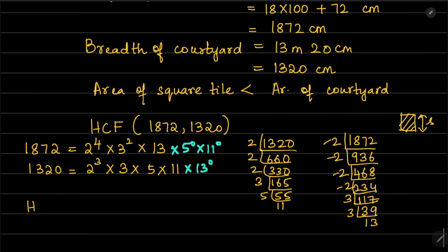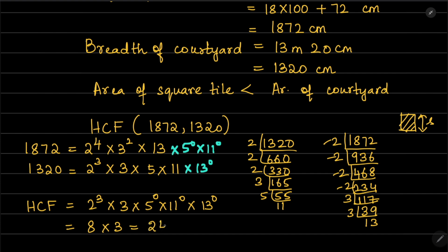So for the HCF, for 2, what is the lowest power? It is 2 cube. For 3, what is the lowest power? 3. For 5, the lowest power is 5 to the power 0. For 11, 11 to the power 0. And for 13, 13 to the power 0. So it is nothing but 8 multiplied by 3, which is nothing but 24.